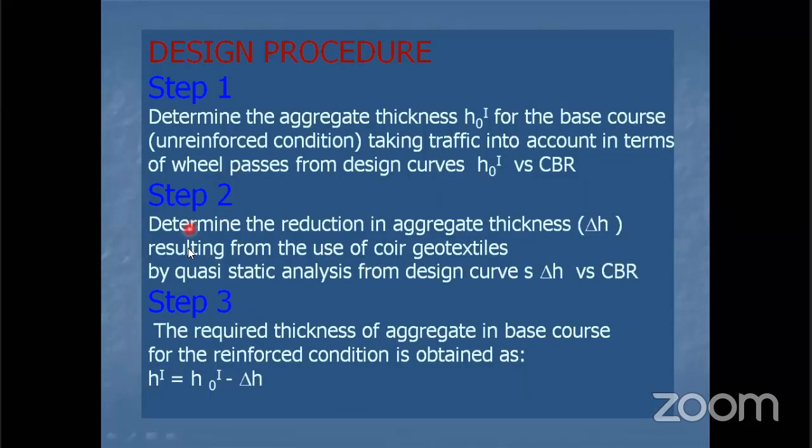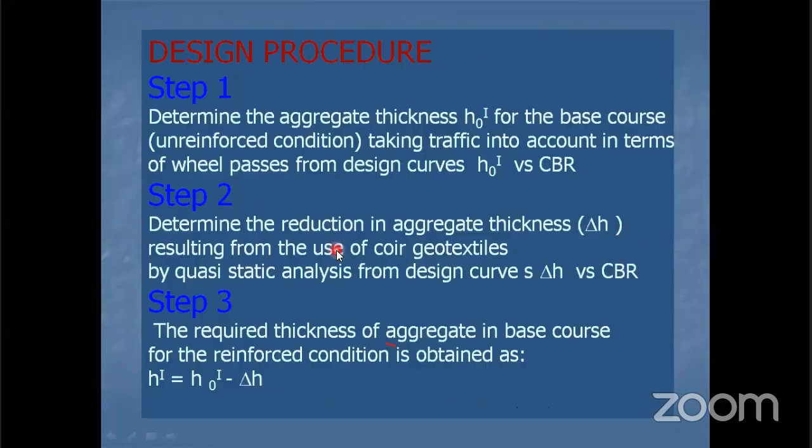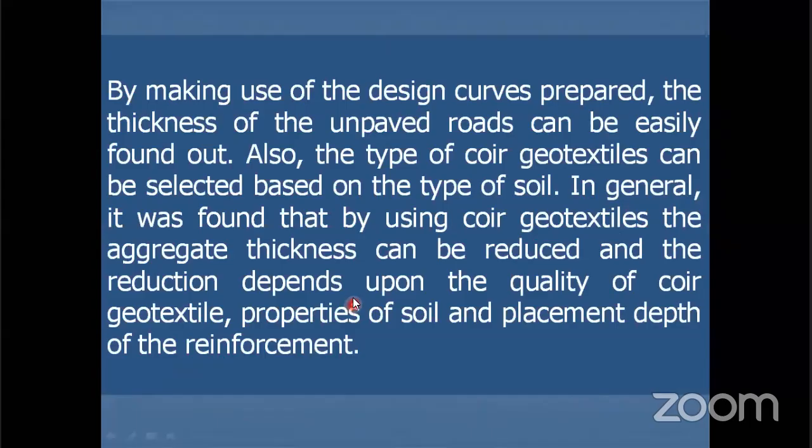Now, as step two, determine the reduction in aggregate thickness delta H resulting from the use of coir geotextile by quasi-static analysis from design curves delta H versus CBR. These curves give delta H versus CBR. Two different stiffnesses of the soil we have obtained. And from that, as step three, the required thickness of the aggregate in the base course for the reinforced condition is obtained as H is equal to H naught, that is the unreinforced thickness, minus delta H, the reduction in thickness obtained due to the provision of coir geotextile. This is the design procedure we suggested.